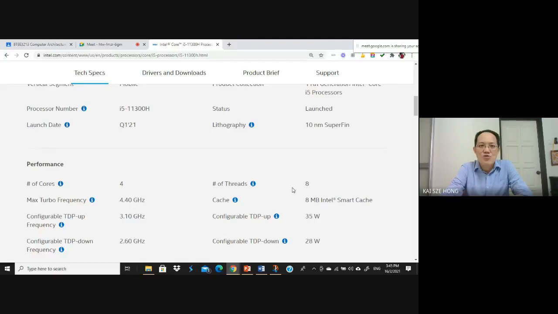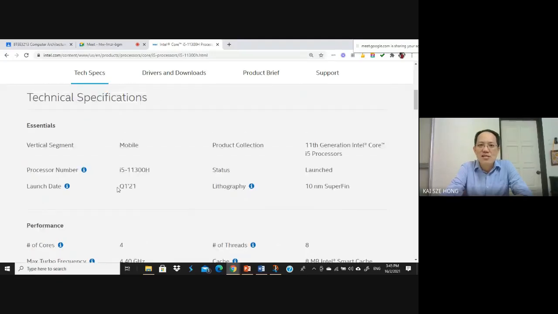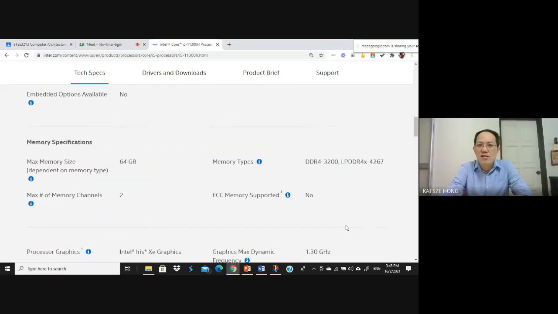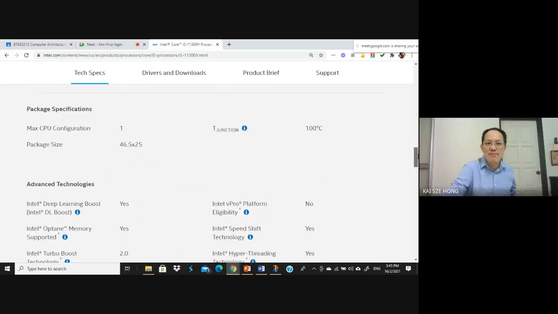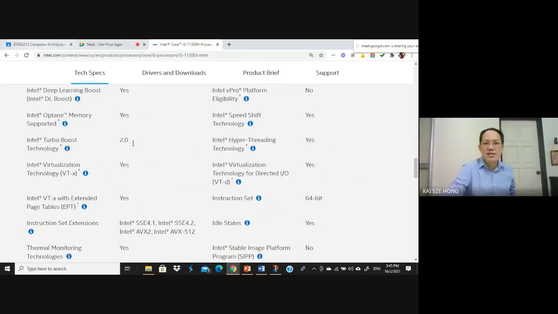So this year's one is very good. Maximum memory size is going up, because this is the newer one. They can allow up to 64 gigabytes, meaning 36 bits. Okay, so you can go and look at all these specs and then do your assignment. By the way, because we still have time, I think we better do one more.